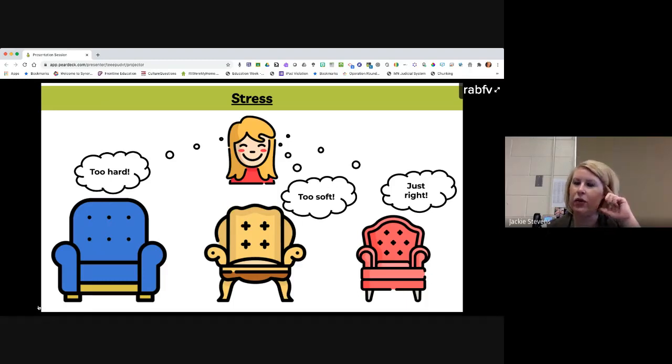Okay, so here we have a little Goldilocks. And we all know the story of Goldilocks, and she sat in the first chair and it was too hard, and then she sat in the second chair and it was too soft, and then she sat in the third chair and it was just right. That's the same way stress works. So moderate stress actually can boost memories and general learning.